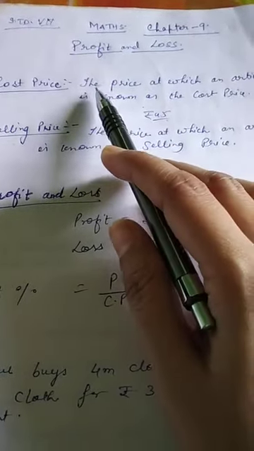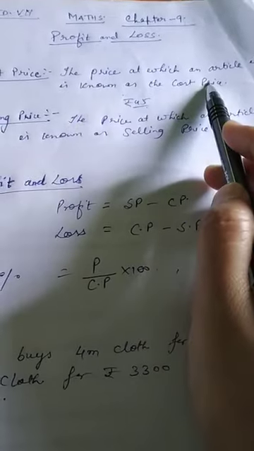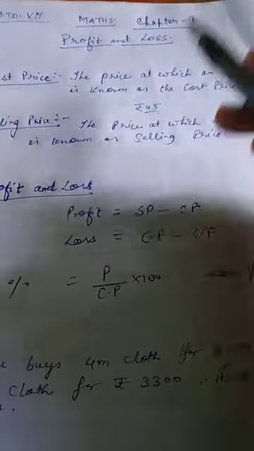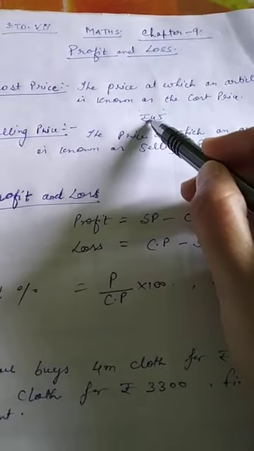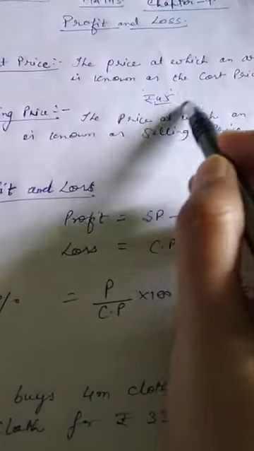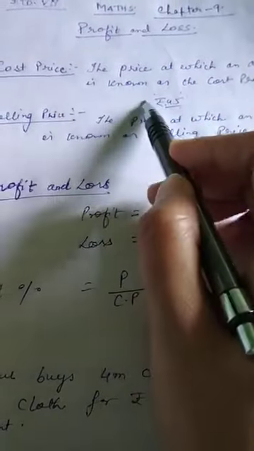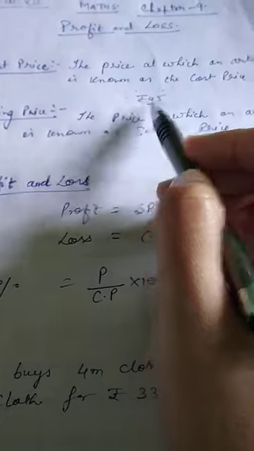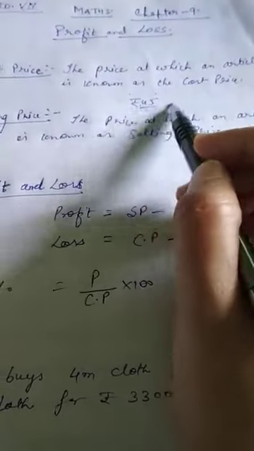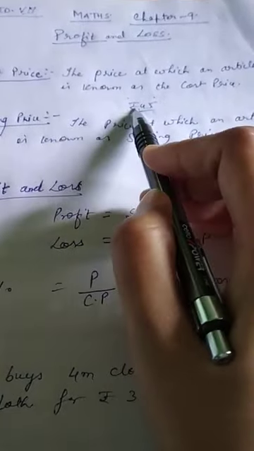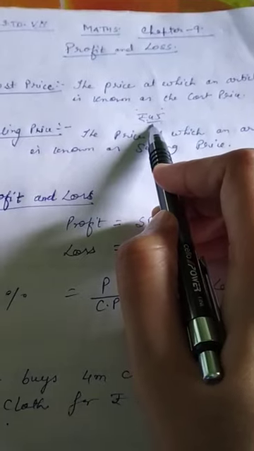So what is cost price? The price at which an article is bought is known as the cost price. But for the shopkeeper, this same price is different, because the shopkeeper is selling at this price and you are buying at this price. So for you this is cost price, but for the shopkeeper it is the selling price, because he is selling at this price.